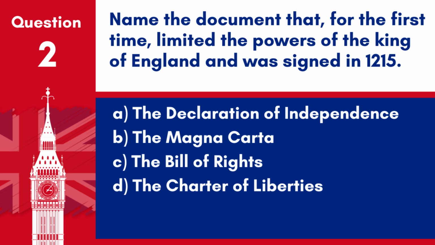Question 2. Name the document that for the first time limited the powers of the King of England and was signed in 1215. A. The Declaration of Independence, B. The Magna Carta, C. The Bill of Rights, D. The Charter of Liberties.